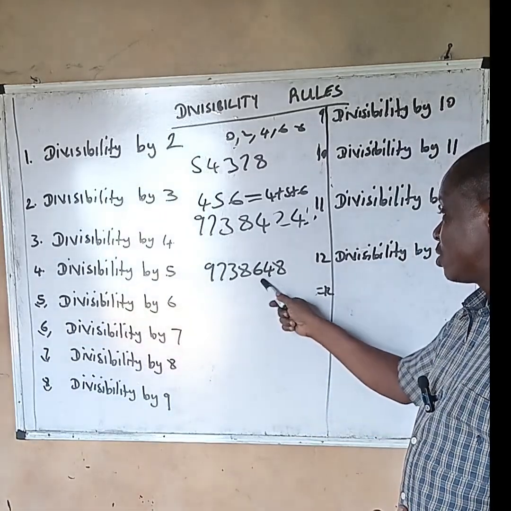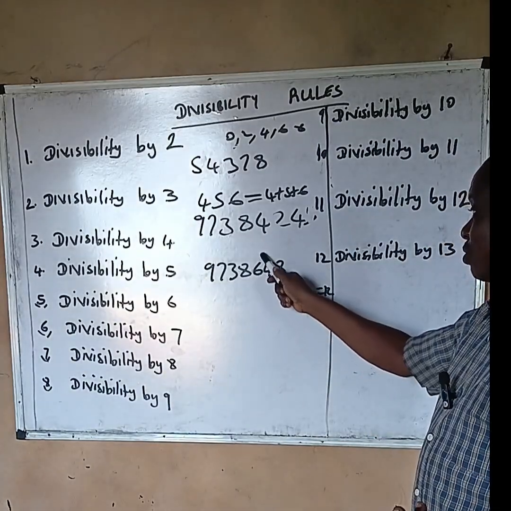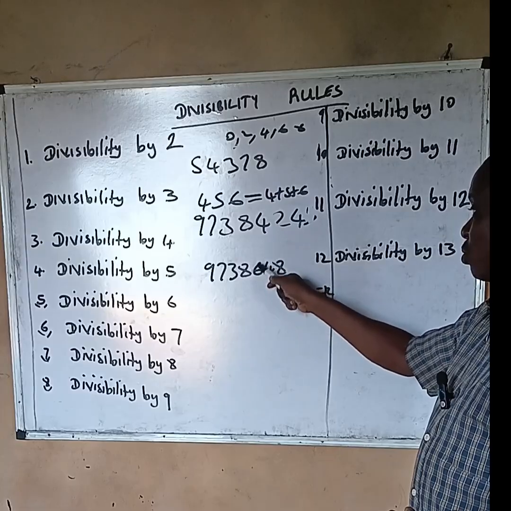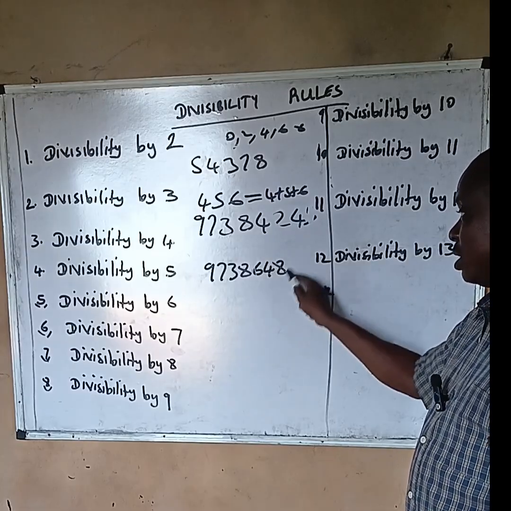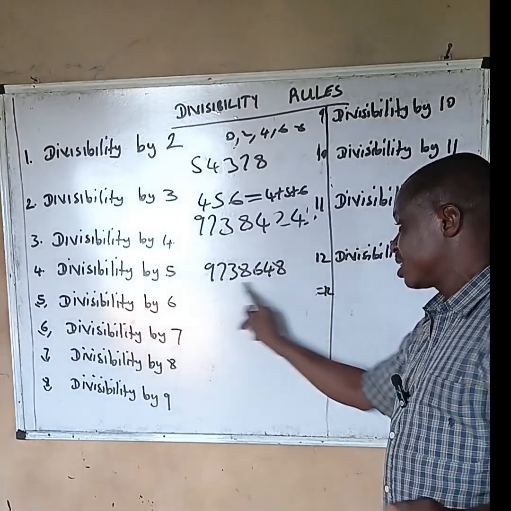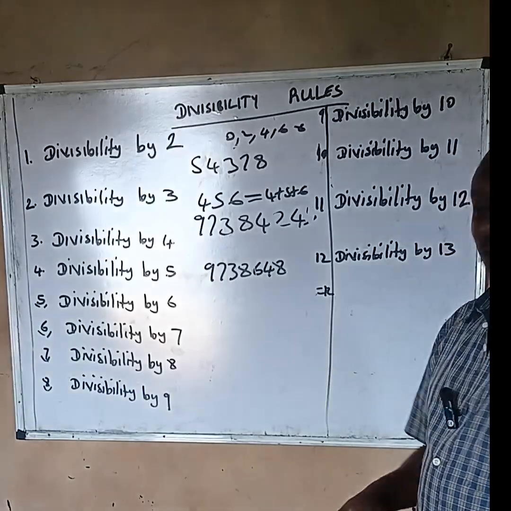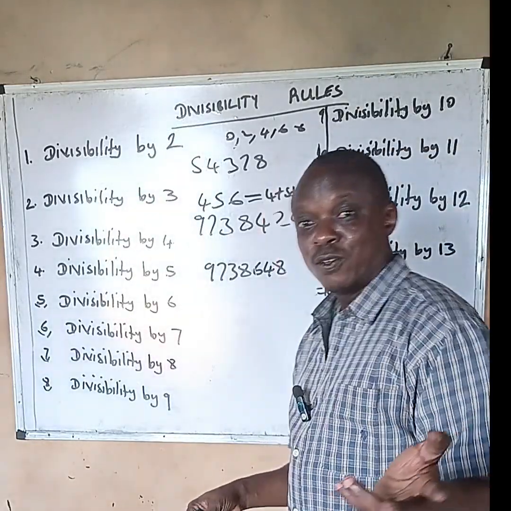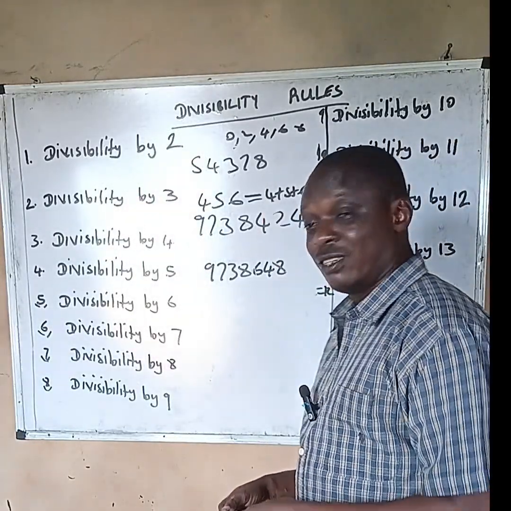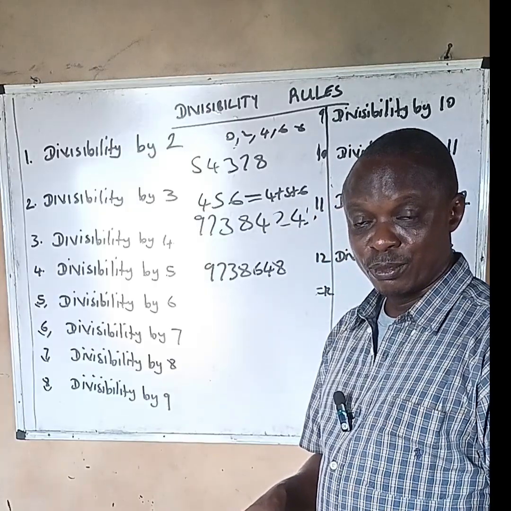So let's try the last 3 digits, 384. 8 divided into 38 is 4, remainder 6. 8 divided into 64 is 8. So the last 3 digits are divisible by 8. It means 8 can divide this entire number. So that is how you know when 8 can divide a number.